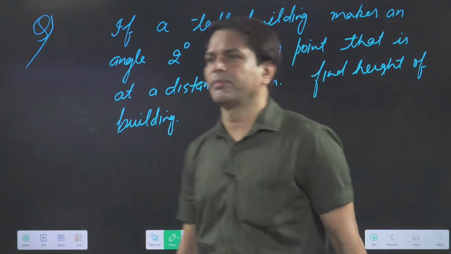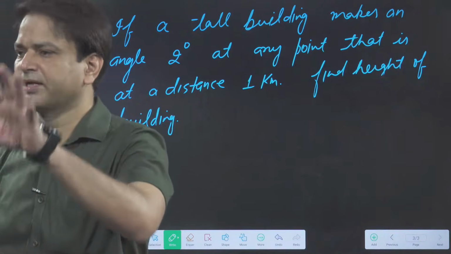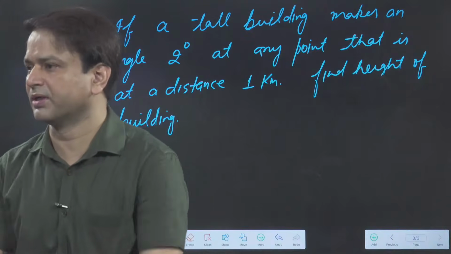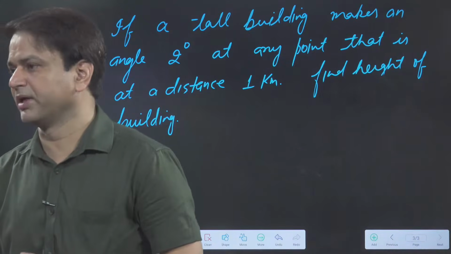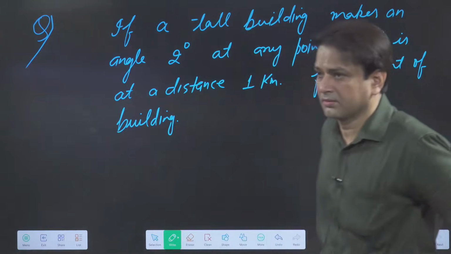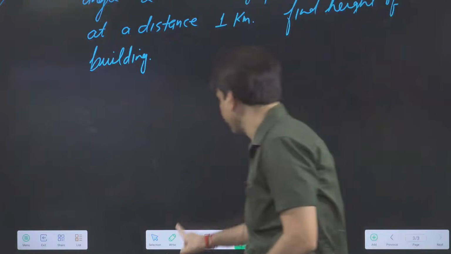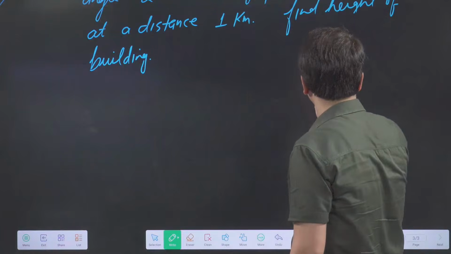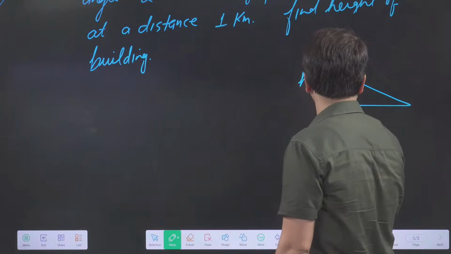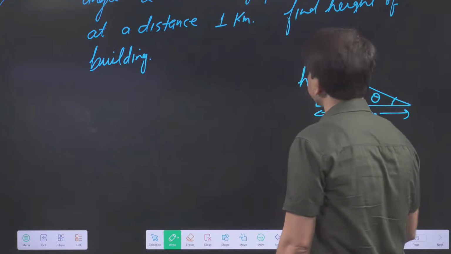What I'm saying is, if a tall building makes an angle of 2 degrees at any point that is at a distance of 1 kilometer, then we have to find the height of the building. So we can also make the figure like this. Suppose this is the height, this distance is 1 kilometer, and this is the angle theta.